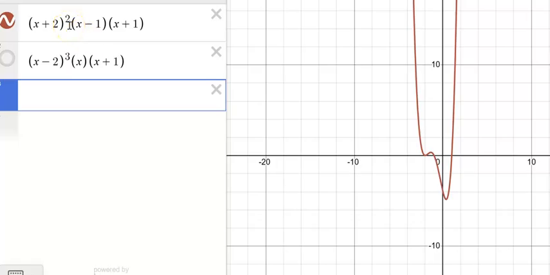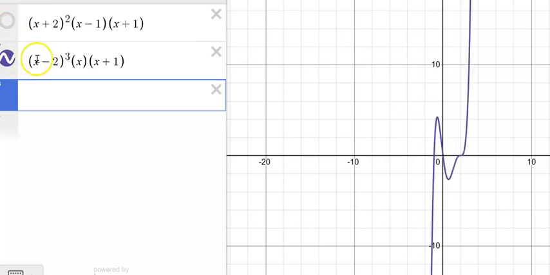I'm not talking about the power of the polynomial. I'm talking about the power of the repeat. Now, if my power is odd, it's going to cross at that repeated point instead of touching. So I'm going to erase the red one and I'm going to put on the purple one here. So I've got x minus 2 to the third times x plus 1. And if I were to set each one of these equal to 0, I would get x equals 2, x equals 0, and x equals negative 1, which you can see it crosses at 2, 0, and negative 1.